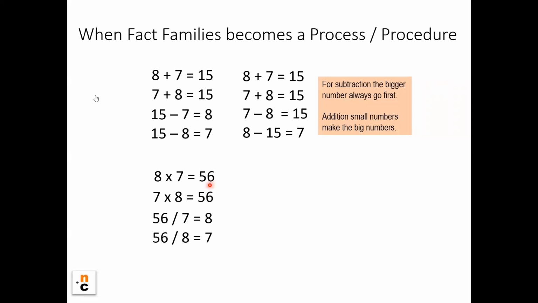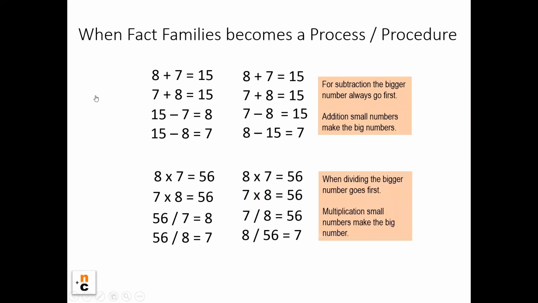Now take a look right here. What we have is 8 times 7 is 56, 7 times 8 is 56, 56 divided by 7 is 8, and 56 divided by 8 is 7. That's a perfect fact family. Again, if you taught 3rd or 4th grade, you'll see this a lot of times too.